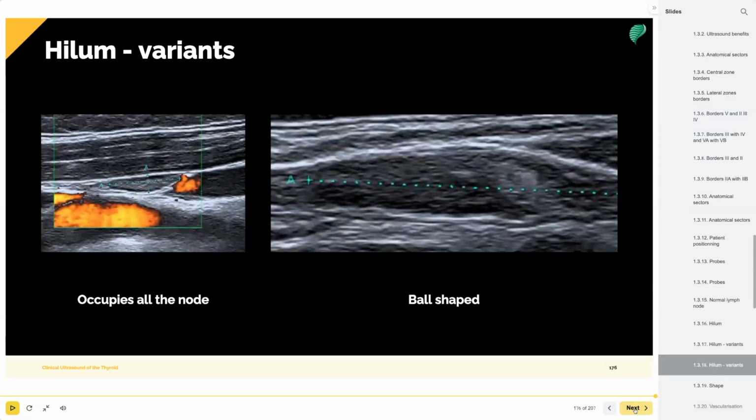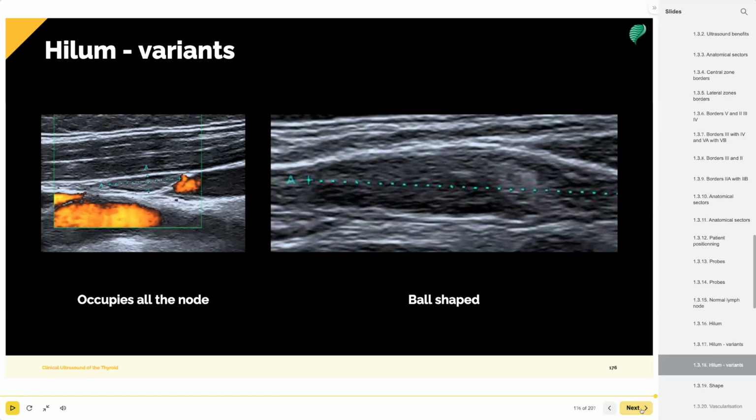Okay, this is another image of a hilum variant. So this is the lymph node with a ball-shaped hilum. It's more round. This hilum in here is occupying almost the whole lymph node. So this is the lymph node. This hyperechoic region in here is called the hilum. Here it is more round.